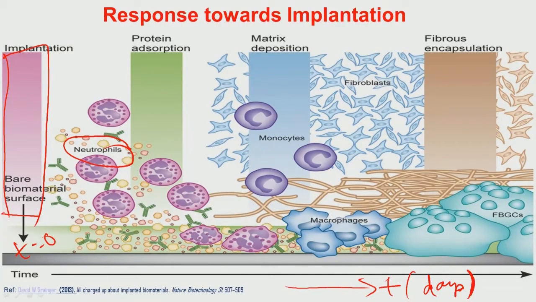So these are the neutrophils, you can see there, and there are also monocytes that have been marked here. These proteins are adsorbed on a biomaterial substrate, and this is one of the precursors for further cell attachment to the biomaterial substrate. This protein adsorption takes place within a few hours of implantation.